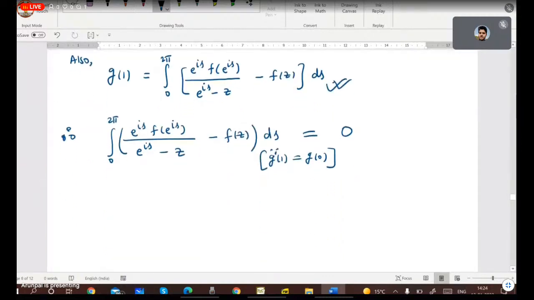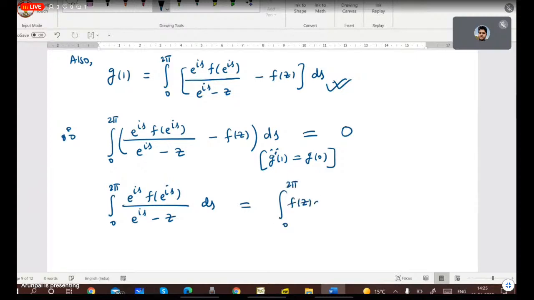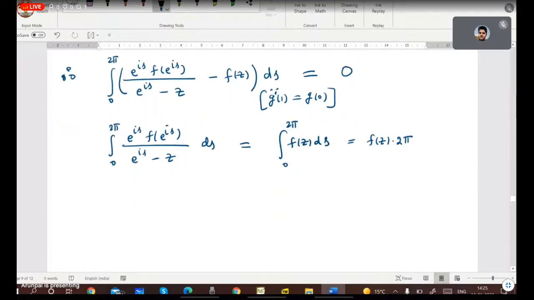We have used this fact since we have this. And now, class, it's simple. You separate these two: the integral from 0 to 2 pi of e^{is} f(e^{is}) upon e^{is} minus z, ds is equal to the integral from 0 to 2 pi of f(z) ds. Is this okay, class? And this is equal to f(z) taken out, and the rest of the integral will be this. Is this okay, class? Yes, sir.